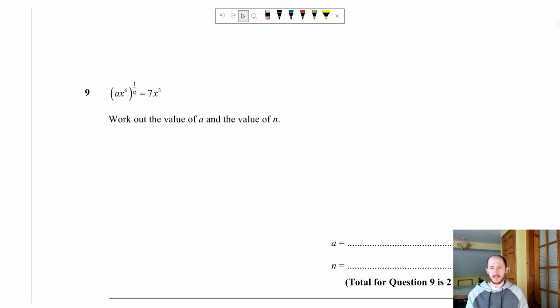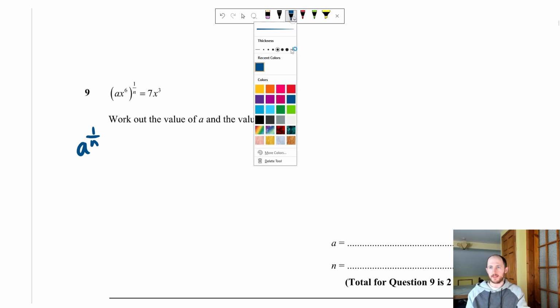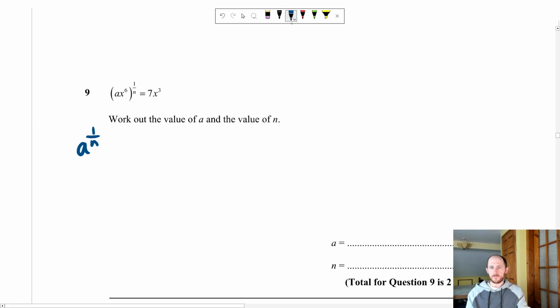So that means a is going to be a to the power of 1 over n. Let me just make that pen a little bit smaller. And the reason for that is, don't forget, a here is to the power of 1. Then there'll be x to the power of 6 over n equals 7x cubed. Now, the good thing about algebra is that this x term has to be the same as this x term. So in other words, x to the power of 6 over n has to be the same as x to the power of 3. Well, okay, that means 6 over n equals 3.